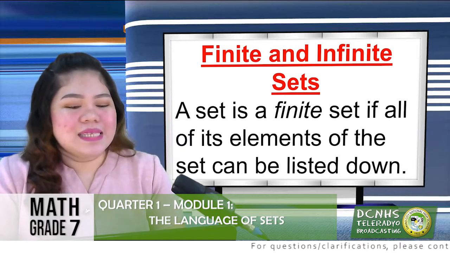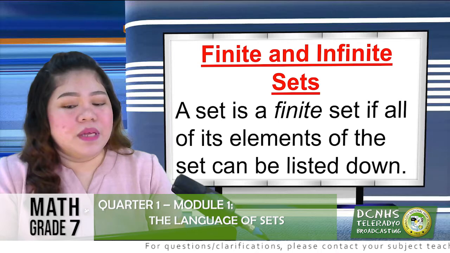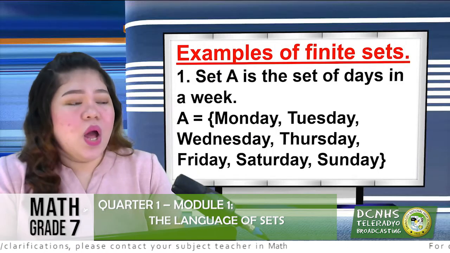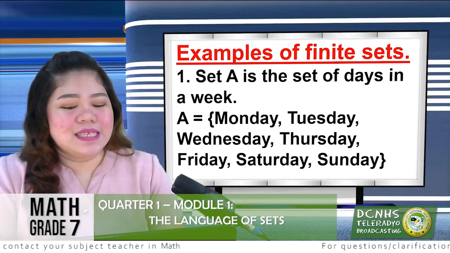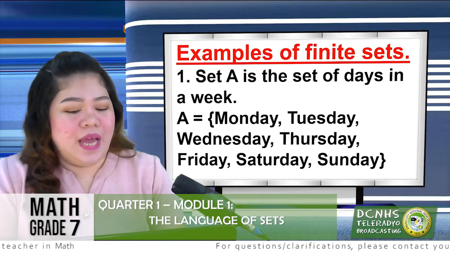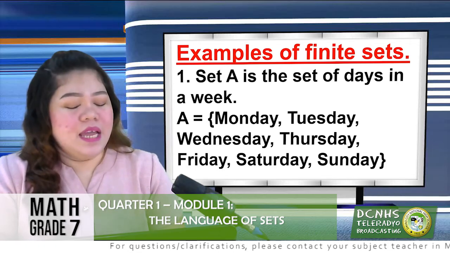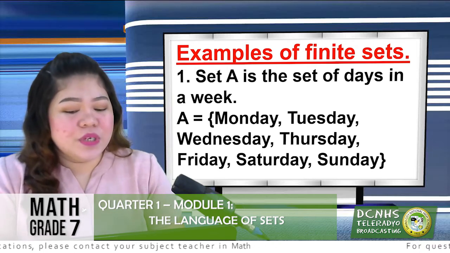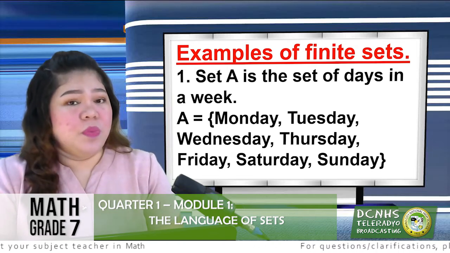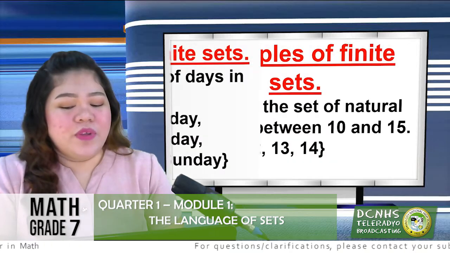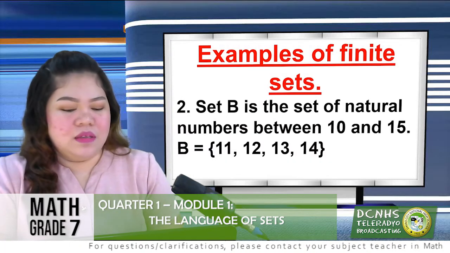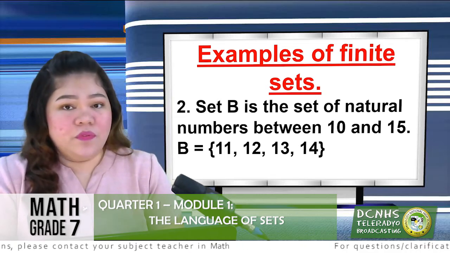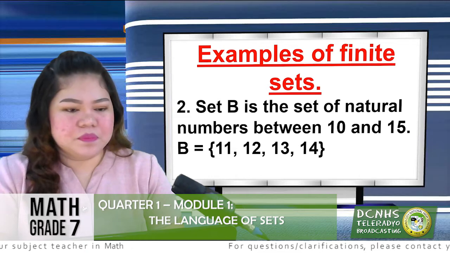Finite sets. A set is a finite set if all its elements can be listed down. Examples of finite sets. Number 1, set A is the set of days in a week. So, the elements of set A are Monday, Tuesday, Wednesday, Thursday, Friday, Saturday, and Sunday. For number 2, set B is the set of natural numbers between 10 and 15. So therefore, the elements of set B are 11, 12, 13, 14.